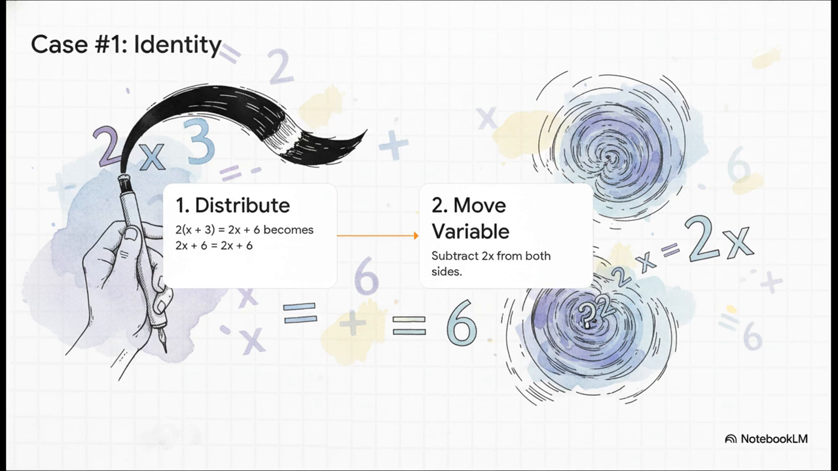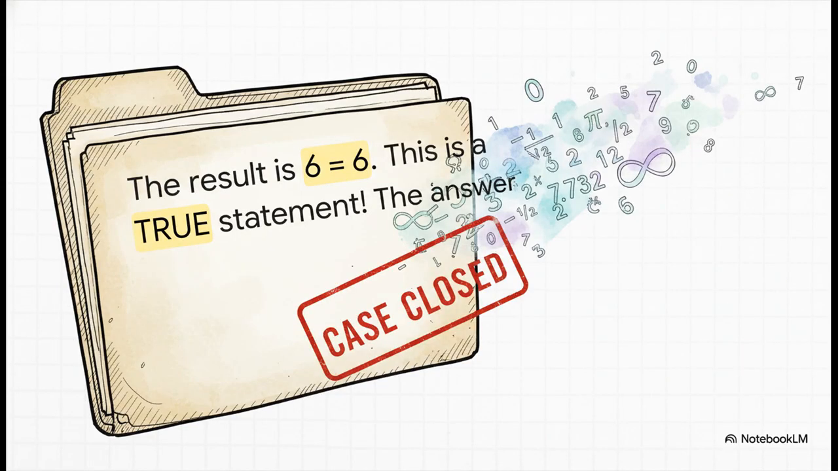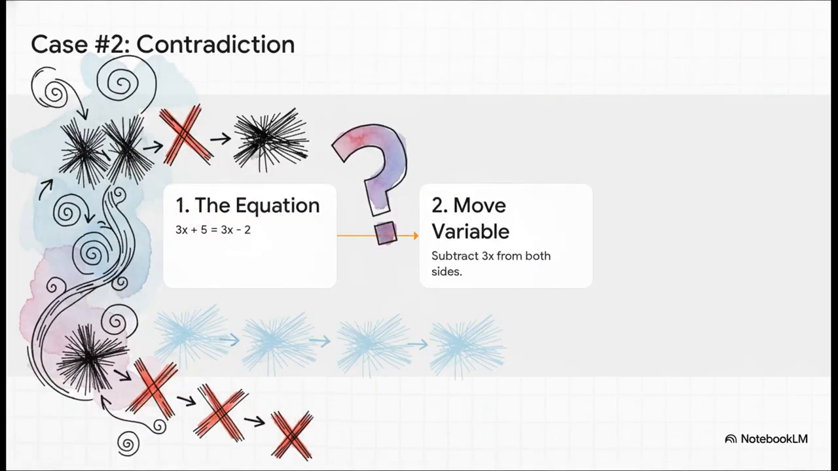You might already see where this is going. Let's subtract 2x from both sides to get the variable by itself. And look at that. The 2x on the left cancels out the 2x on the right, and we're left with 6 equals 6. Is that a true statement? You bet it is. That's an identity. So our final answer is all real numbers. Case closed.